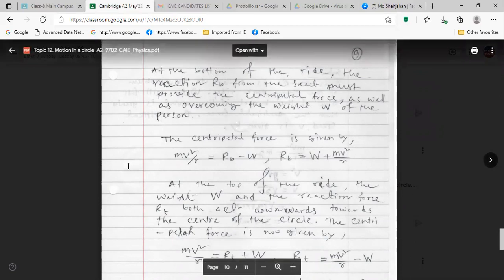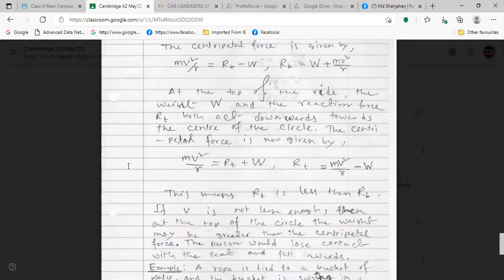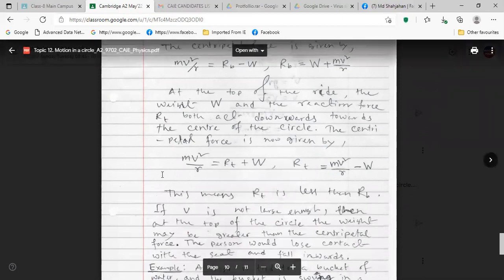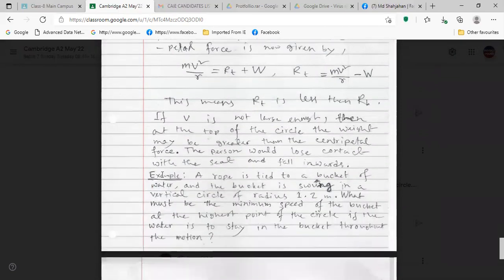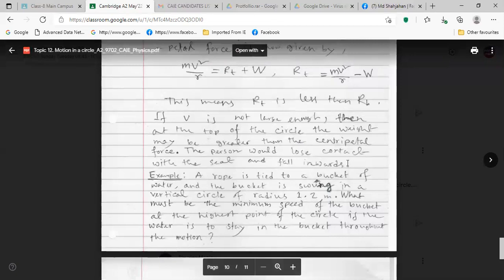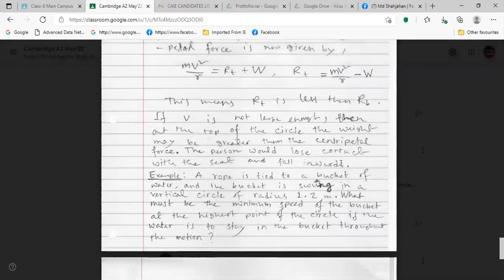So after this you write another derivation. This one R top, and this one you have to write. Last part. This means from here to here, inwards, before the example. Okay, the last paragraph you have to write because here we have the most important explanation.